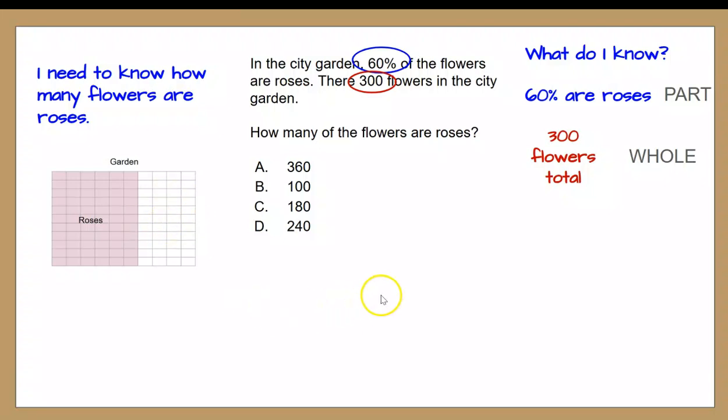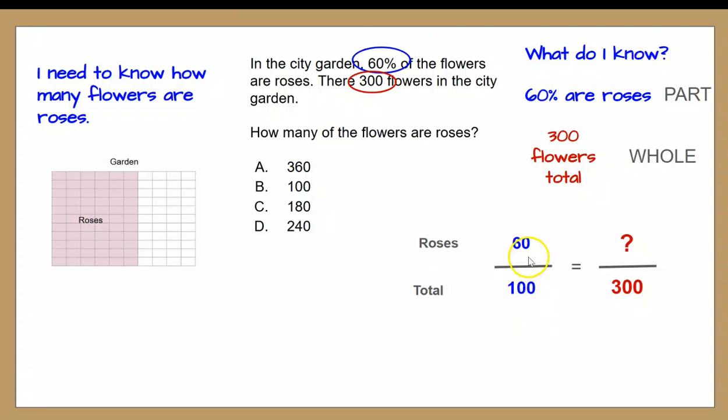So I want to set up my percent proportion. So remember, we have our part on top and our totals or our whole on the bottom. Our total in this case is going to be 300 flowers and 100%. Our roses is that 60%, and we're looking for that number. So 60% or 60 over 100 is equal to something over 300, because 300 was our total number of flowers.